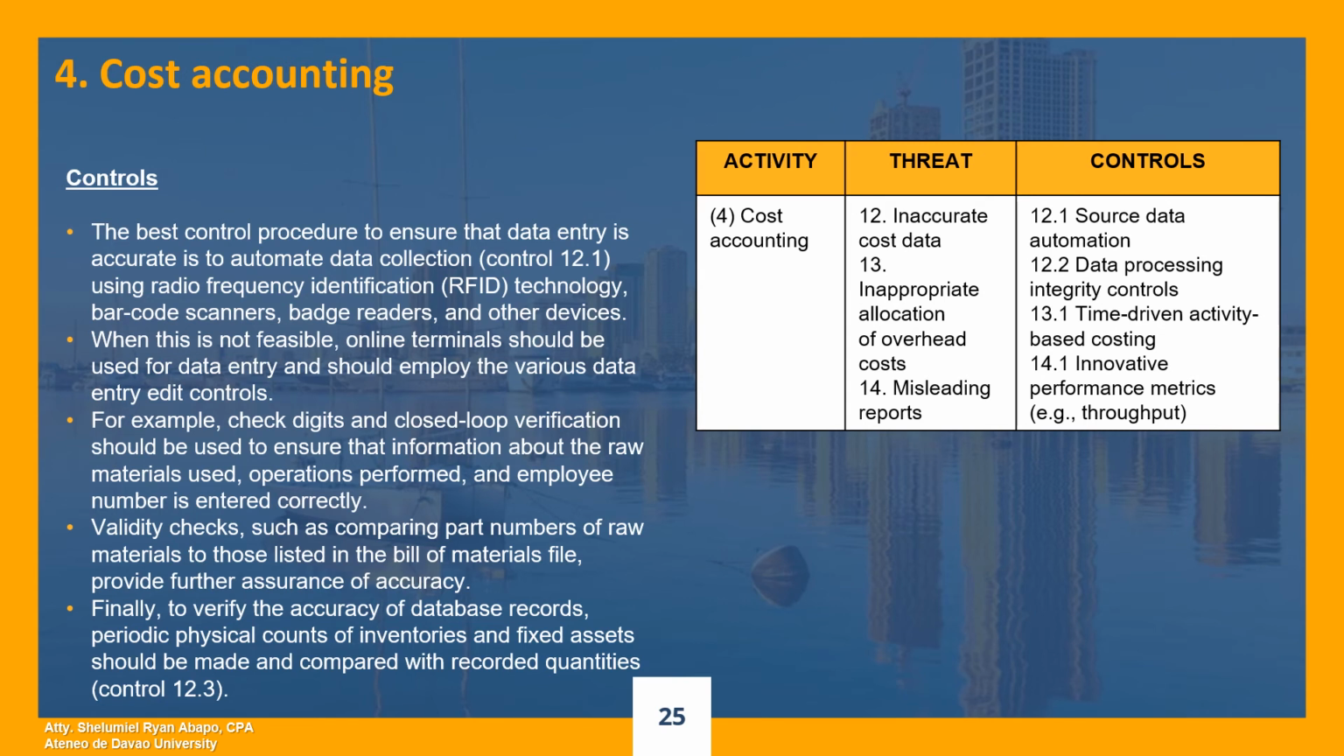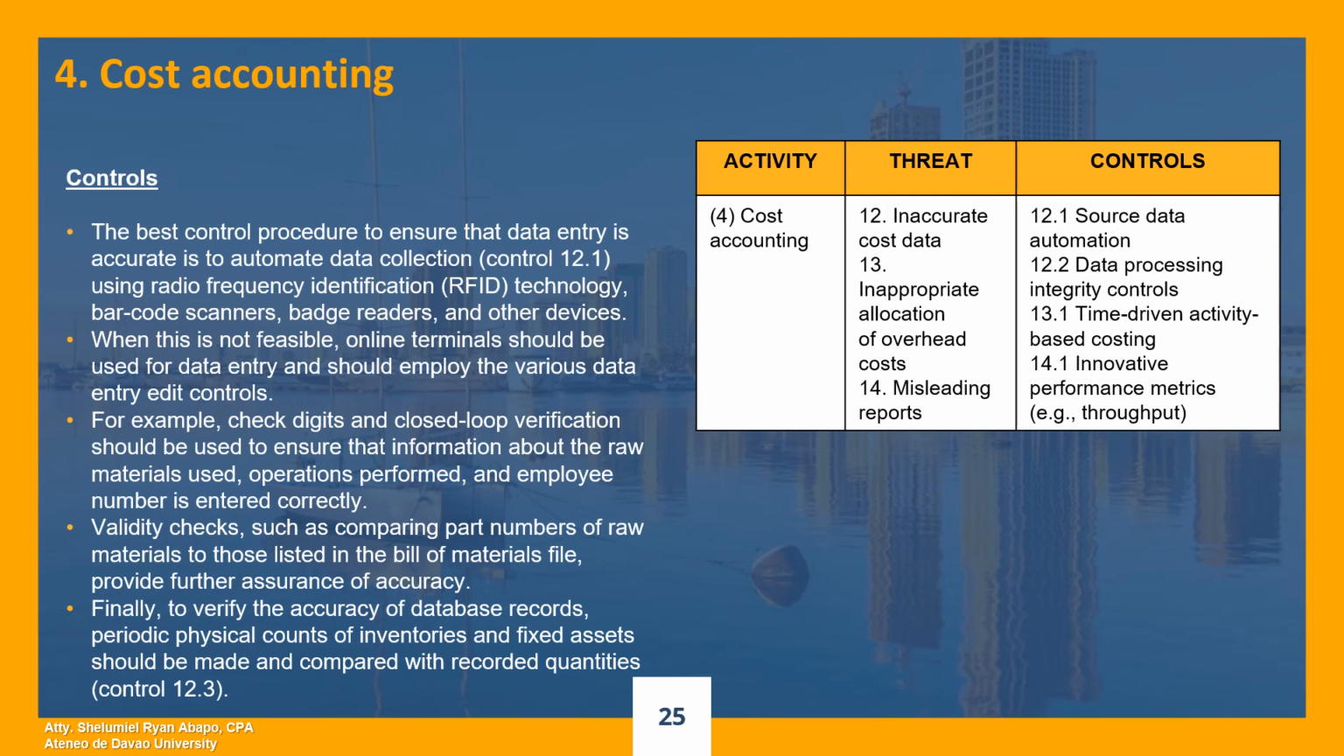changes in operations. The best control procedure to ensure that data entry is accurate is to automate data collection using barcode scanners, badge readers, and other devices. When this is not feasible, online terminals should be used for data entry and should employ various data and edit controls.